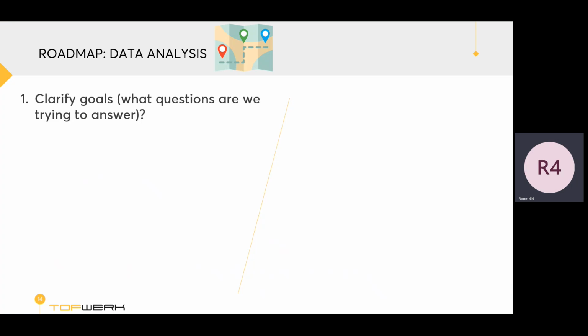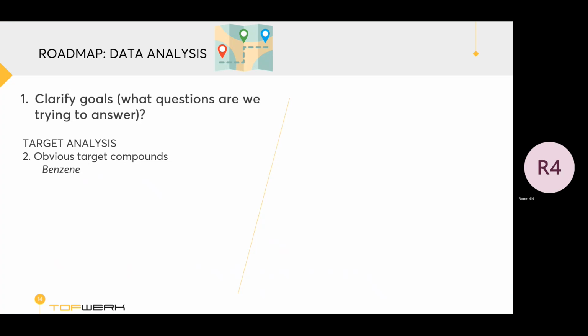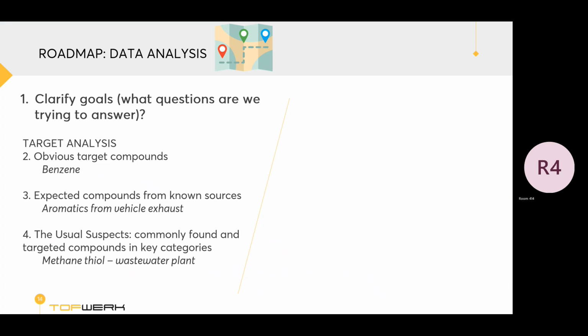We've developed a workflow, a roadmap for how to approach mobile laboratory analysis. First, verify goals, to make sure we understand the questions that we're trying to answer. And then we go through a couple steps of target analysis, looking at obvious target compounds from known sources. For each step, I'll explain what I mean by this, and I'll also give an example from our Suncor refinery study.